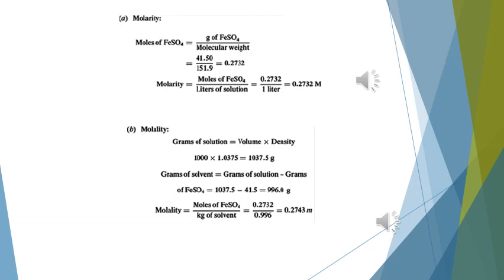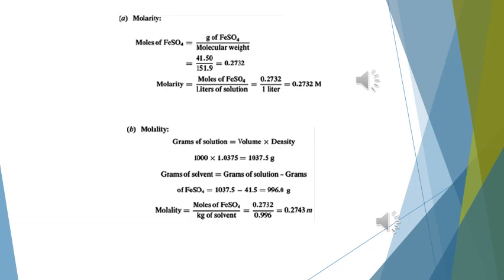Now, because I know exactly how many grams of ferrous sulfate are added to the water to get the solution, by subtracting the number of grams of ferrous sulfate from the total weight of the solution, we will get the weight of the solvent. So in this case, the weight of the solvent is 1037.5 minus 41.5, which is the weight of ferrous sulfate. So the weight of the solvent is 996, that's the weight of the solvent.